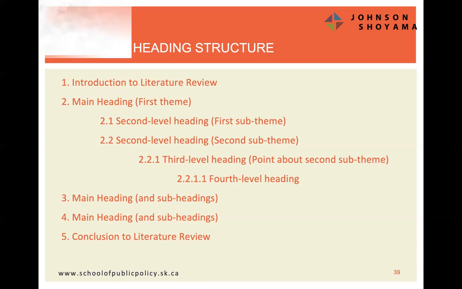But in reality, in proper, correct layouting, you cannot put a 2.2.1 without a 2.2.2. There has to be at least 2 third level headings. In the same way, you can only put a 2.2.1.1, a fourth level heading, if there is at least 2 fourth level headings, which is 2.2.1.2.